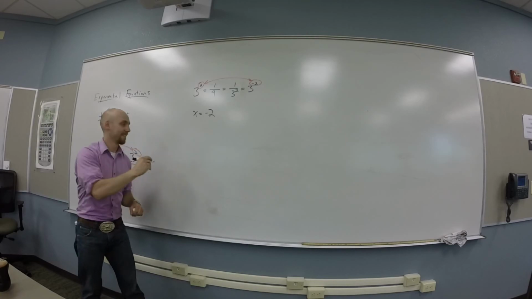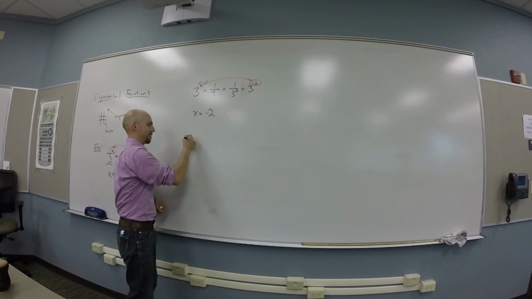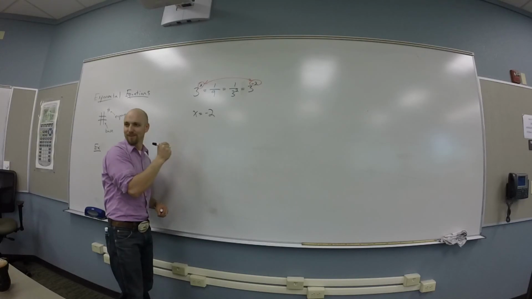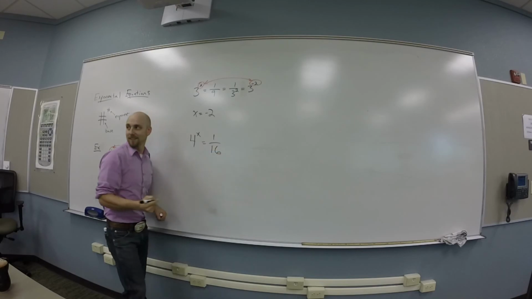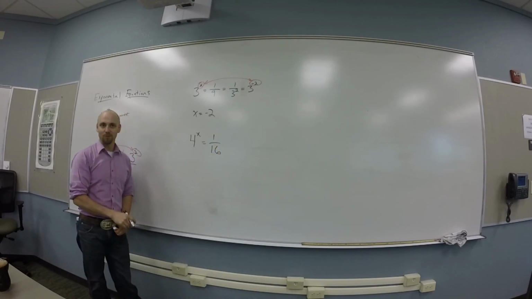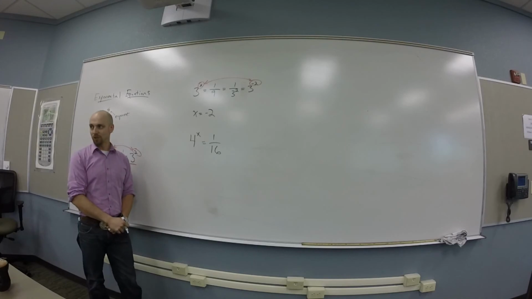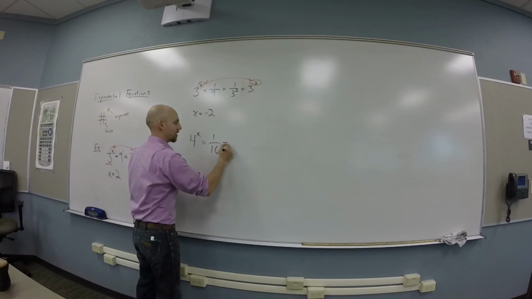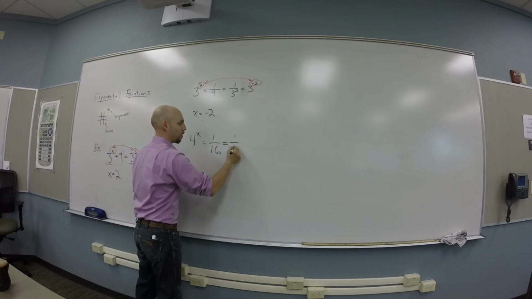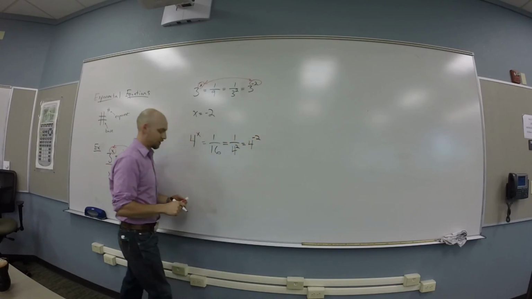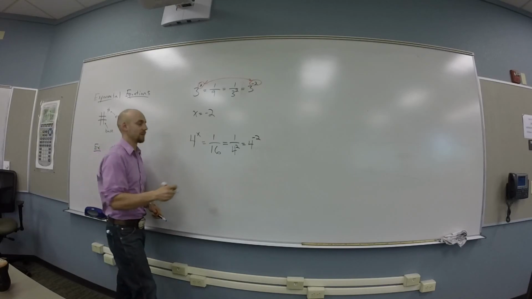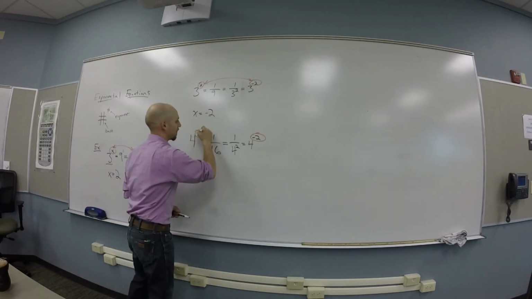4 to the x equals 1 over 16. What's the solution to this? Negative 2. So this is 1 over 4 squared, which is 4 to the negative 2. And then the exponents have to agree, right? You guys see that?